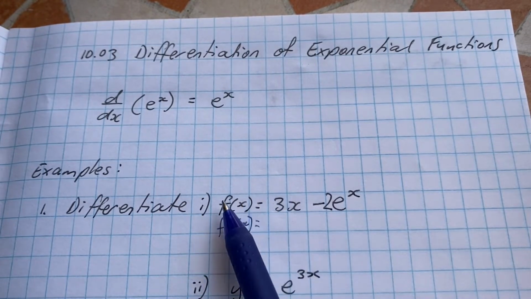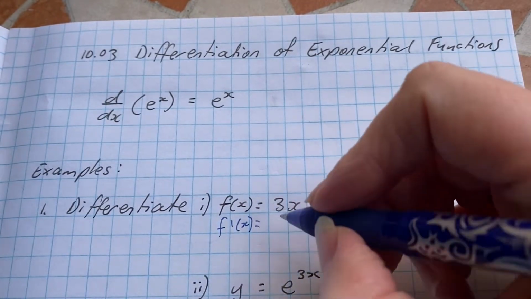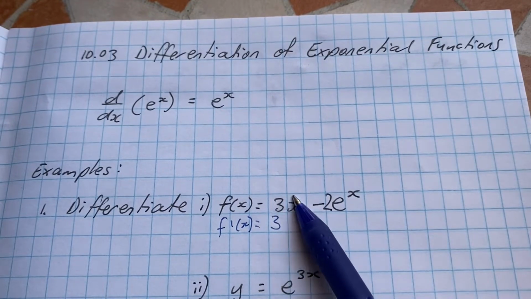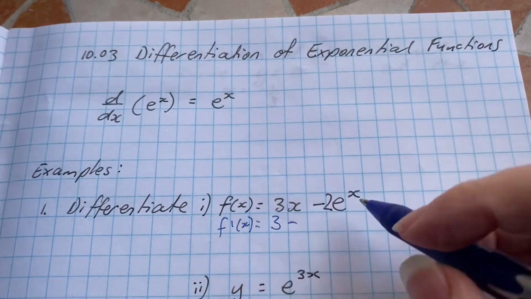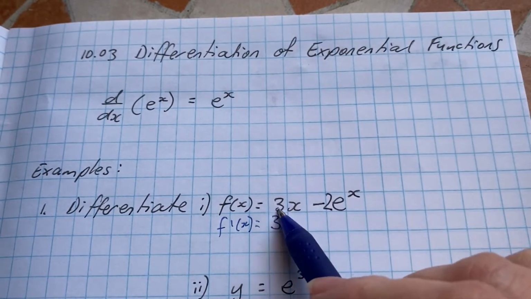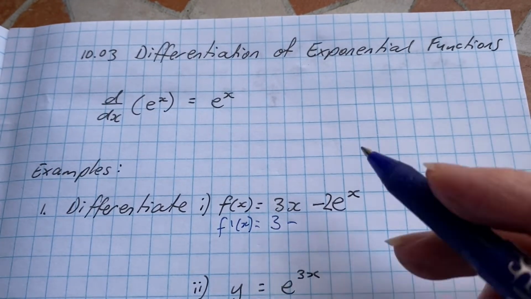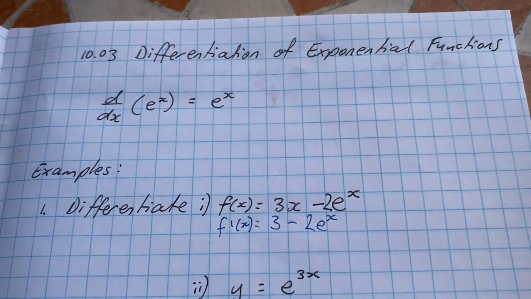So the derivative of this function, 3x minus 2 e to the x. The derivative of 3x, we've seen before, is just equal to 3. You can think of it as the gradient of 3x is just 3 if you've got a straight line. And this one, well, the 2 doesn't affect it at all. That's just like in the past when we had 3x, 2 times something, the 3 stays, and in the same way the 2 will stay, and e to the x differentiates to e to the x. That's the answer.